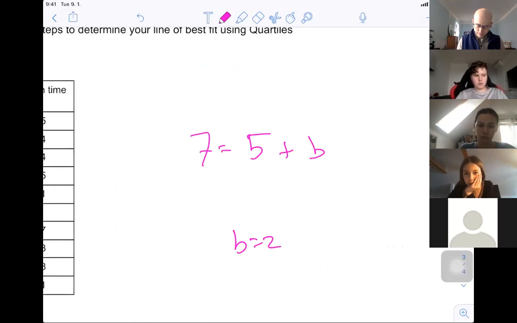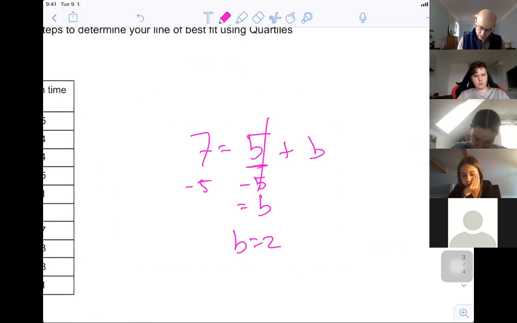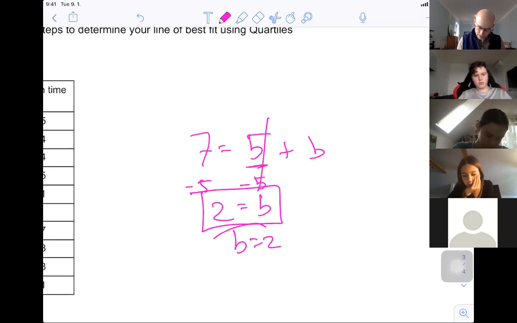So what you're trying to do is get rid of the 5, to find what b is going to be. So I'm going to subtract 5 from both sides. Because as opposed to adding the 5, I'm going to subtract it away. And so now I get, this is gone, so b is equal to 7 minus 5, which is 2. So there's an algebraic method to come up with the 2.